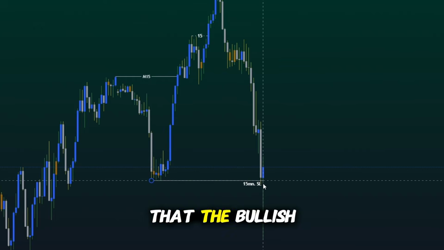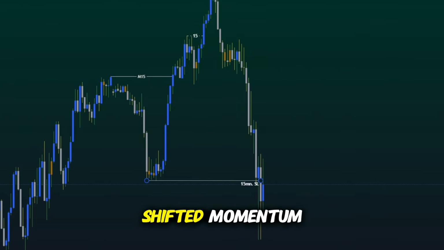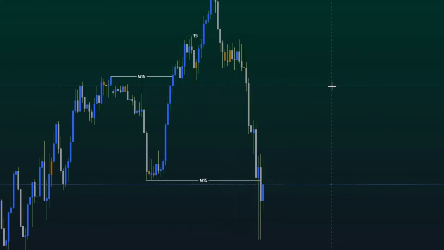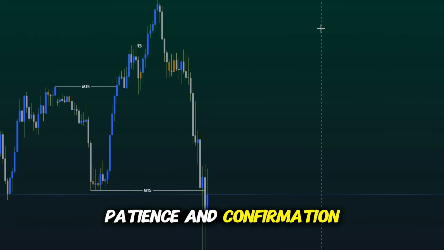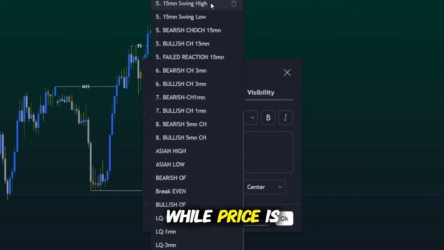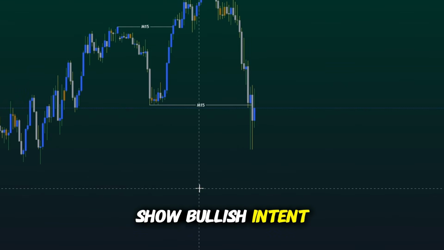Here we can see that the bullish swing has turned into a bearish swing. This tells us that price has shifted momentum to the downside. If you still want to look for long opportunities, the key is patience and confirmation. We don't buy while price is bearish. Instead, we wait for price to show bullish intent again.